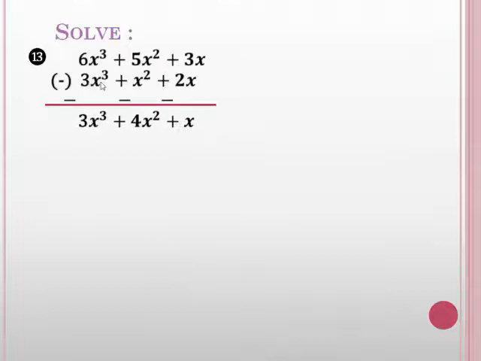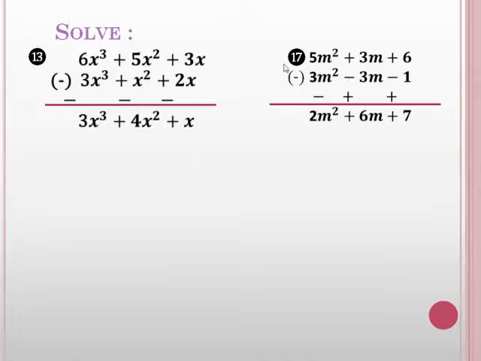Now students, here we solve some expressions the vertical way: 6x cube plus 5x square plus 3x, and 3x cube plus x square plus 2x. Here we perform the subtraction, so we subtract these expressions vertically. Firstly we change their signs. If there is a plus sign, we change it into a minus. So here we apply this operation. 3x minus 2x, we get x. 5x square minus x square, we get 4x square. 6x cube minus 3x cube, we get 3x cube.